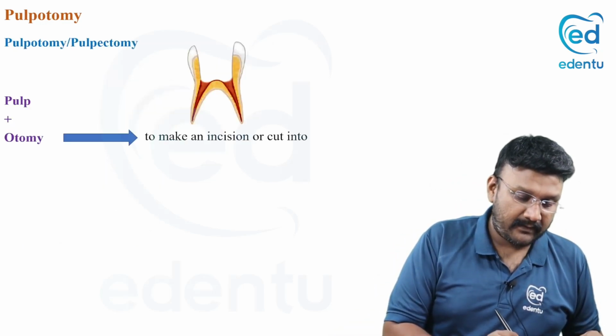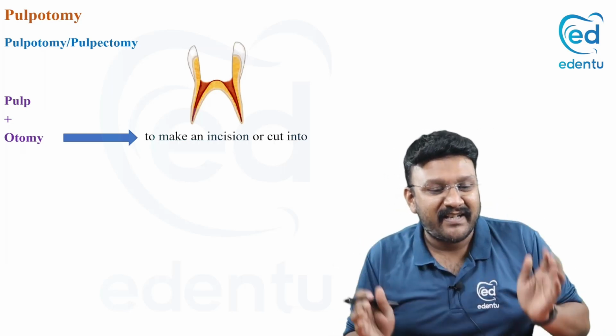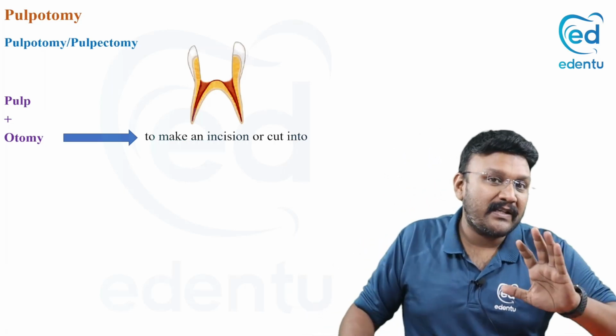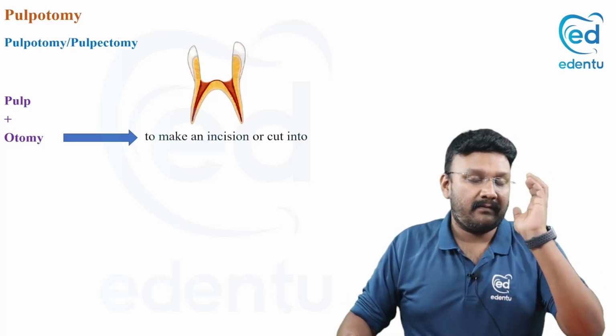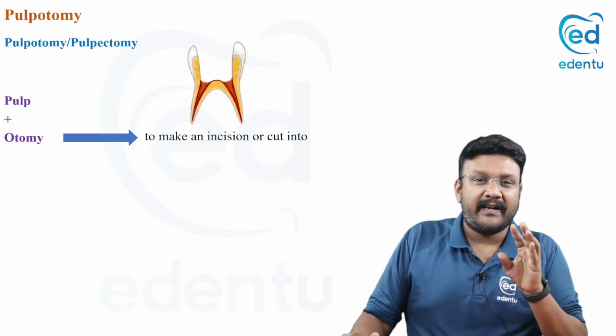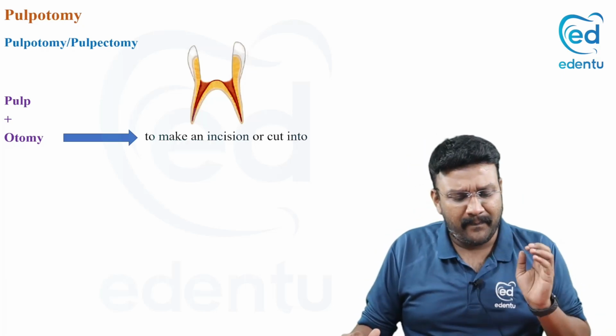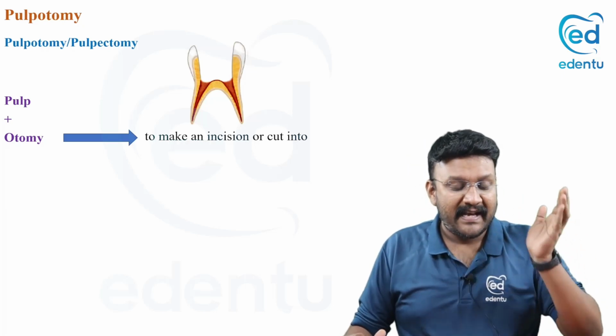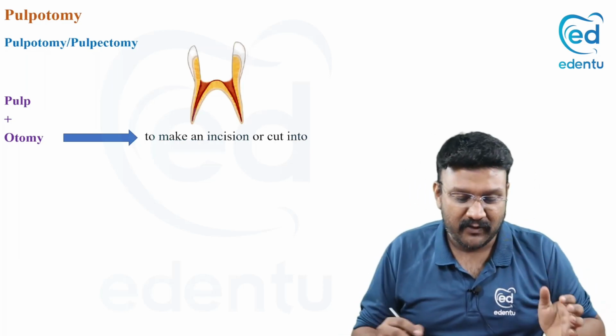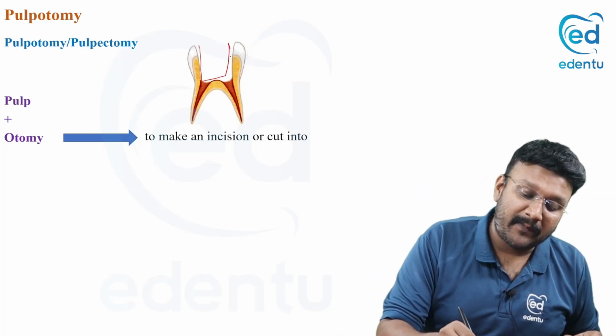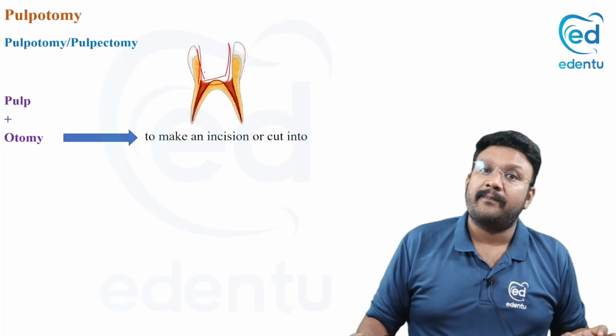Next, again in a nutshell, we can split it. You will have some confusion regarding pulpotomy and pulpectomy, right? So what do you mean by pulpotomy? Pulp means your pulpal tissue. Otomy means incision or making a cut. So that is what is called pulpotomy. You are cutting the coronal portion of the pulp.